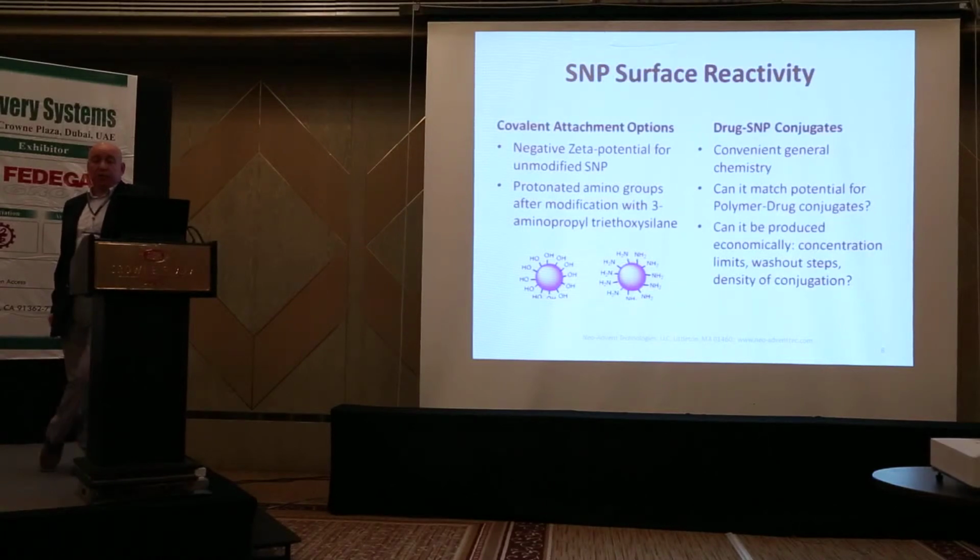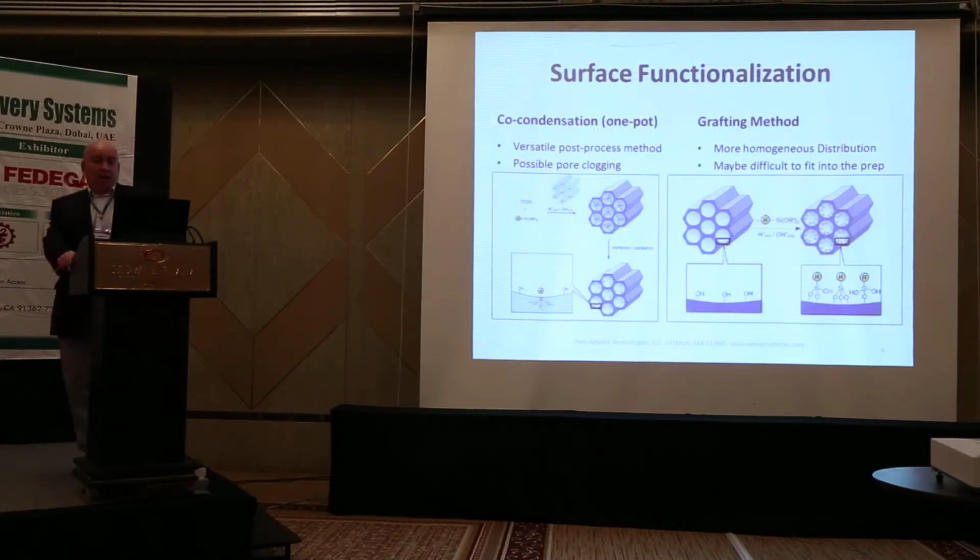So the question is, compared to other drug polymer candidates, what's the potential of that thing? We've seen a couple of talks about drug polymer conjugates. Can this system match that? Can this material be produced economically? What's the density of conjugation? Okay. Now can I talk a little bit more about how you do surface functionalization? That's a key for drug delivery.